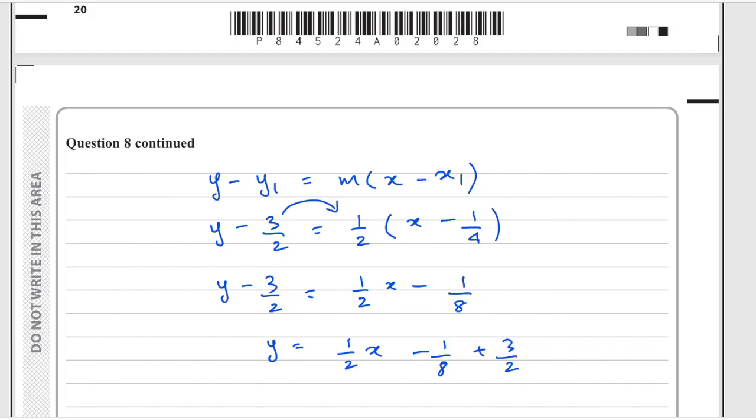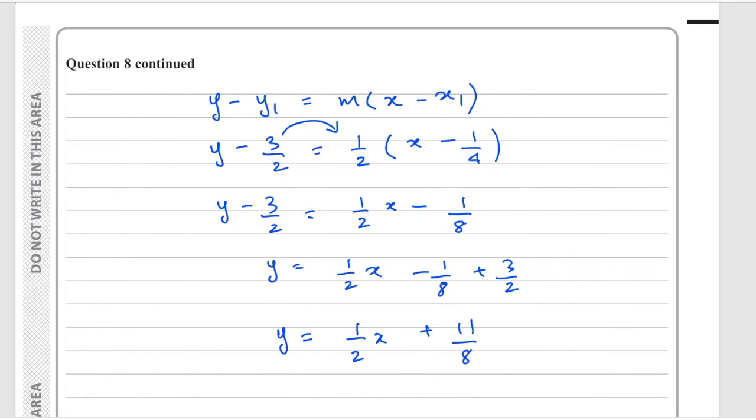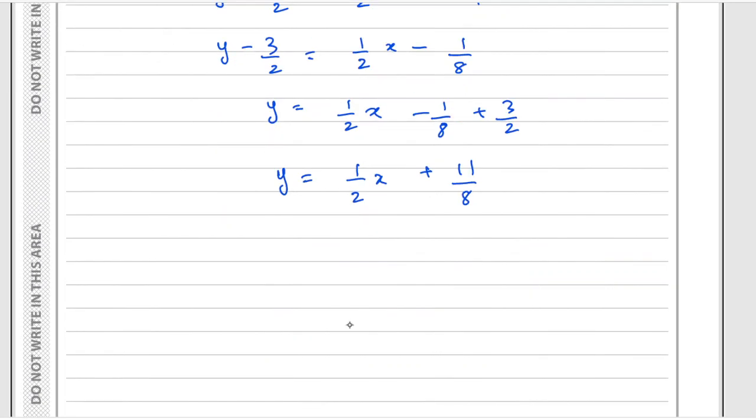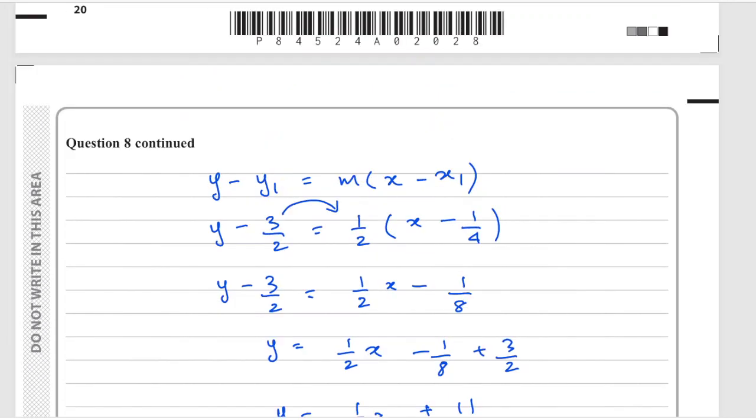So I can use the calculator to simplify it a little bit more. This is going to be y is equal to 1 by 2x plus 11 by 8. Okay, so this is the form y is equal to mx plus c. This is the final answer. So we'll just go through the mark division also.